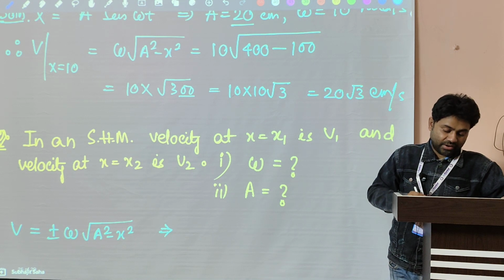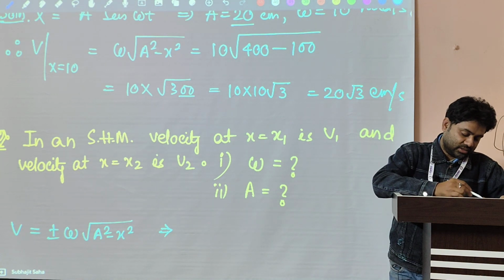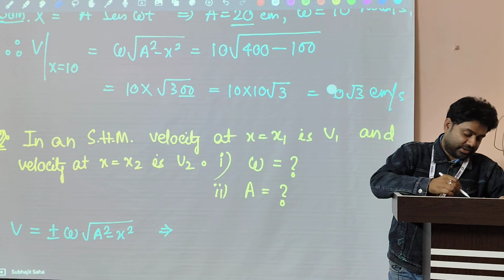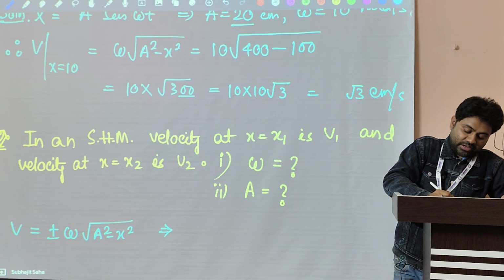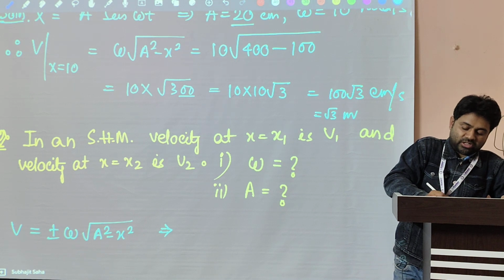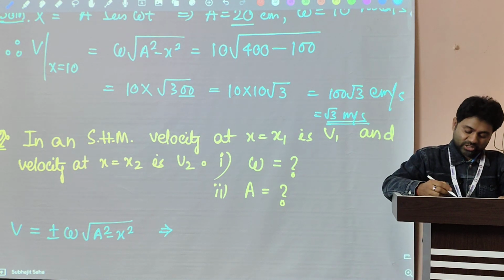100 root 3. Sorry. Right. 100 times 100, so later it would be 100 root 3. So root 3 meter per second can also be written. Good observation.